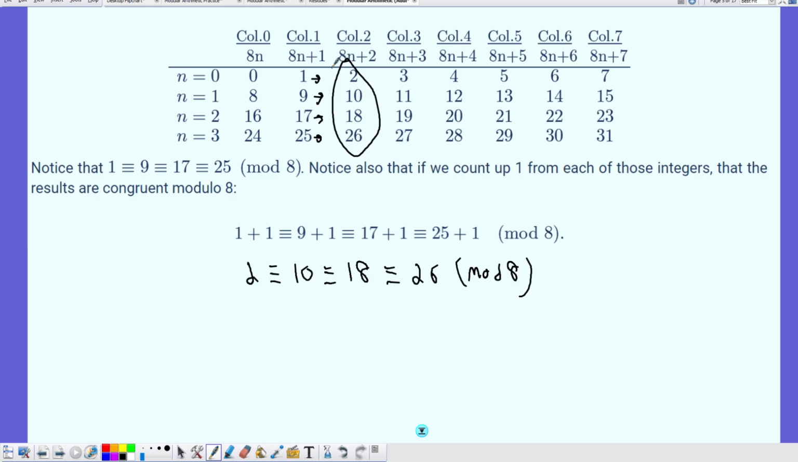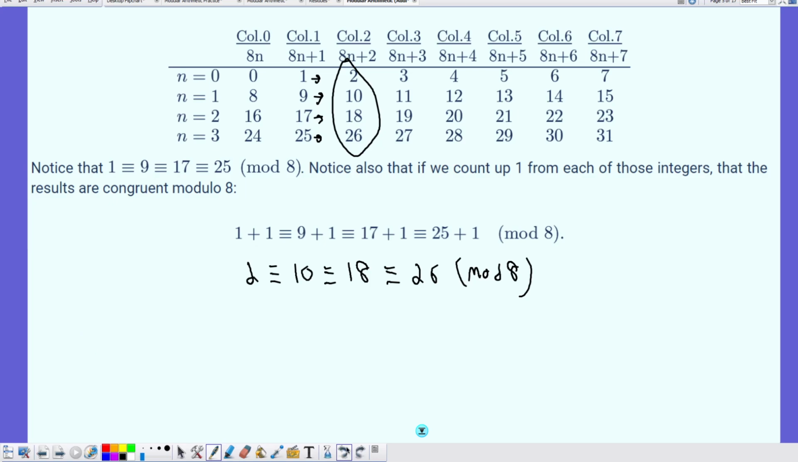That's interesting. We added 1, and we find that the results are still all equal, just like in regular arithmetic. I don't know what the equivalent in regular arithmetic would be. Whatever. Alright.